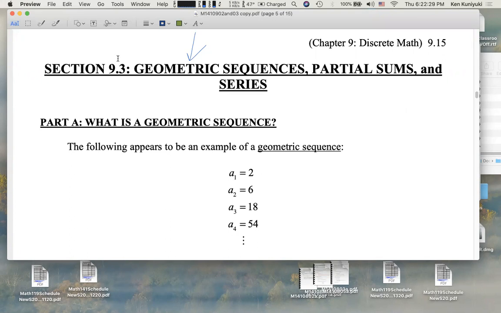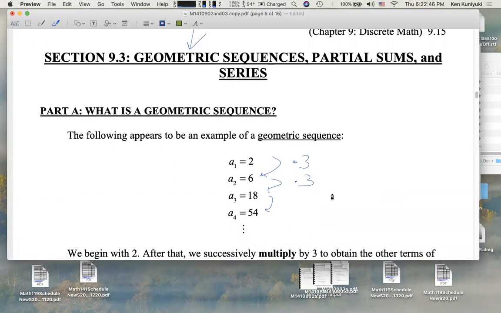Let's see, 2 to 6, 6 to 18, 18 to 54. Here we're multiplying by the same number over and over again. Here, 3, which is called the common ratio, not the common difference. Because 6 over 2 is 3, 18 over 6 is 3, and so forth.